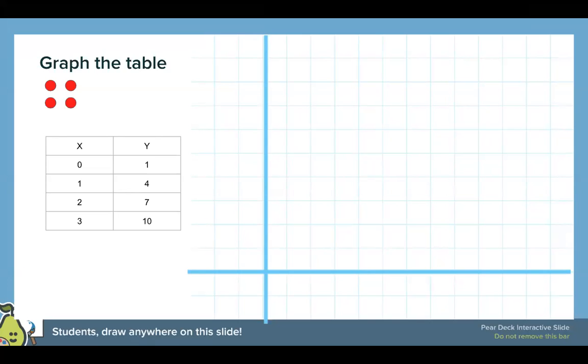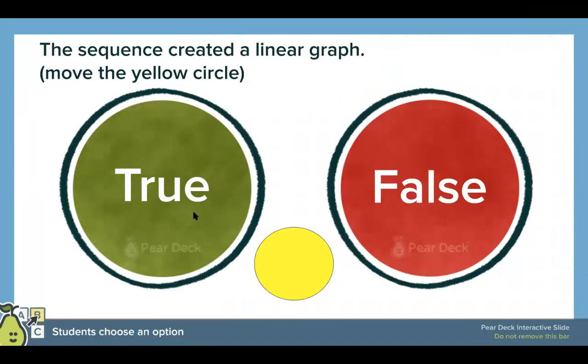And then you're going to drag the yellow circle to whichever side. If it's true, you'll drag it to the left. If it's false, you'll drag it to the right. The sequence created is a linear graph. So if we go back, again, linear, we said, means that it has to be a straight line. If it's curved in any way, or if it's circular or anything like that, it would not be linear. So your job is to tell me, if we connected all these dots with a line, would it create a straight line? If it would create a straight line, that would make it linear. You're going to drag your yellow circle to the true spot. If it isn't, you would drag it to the false spot.